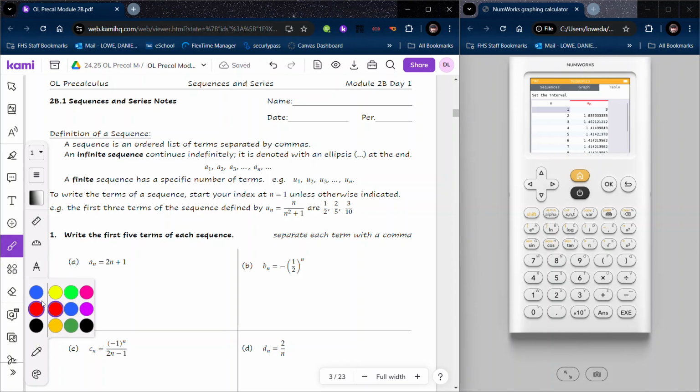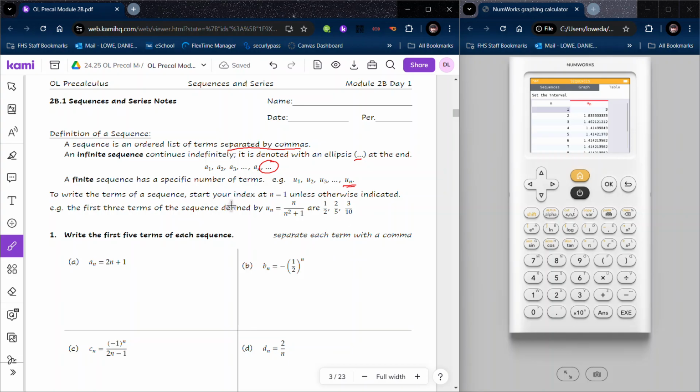So the definition of a sequence is nothing more than an ordered list of terms, and they are separated by commas. An infinite sequence continues indefinitely. It is noted with an ellipsis, the three dots at the end. So if I see three dots at the end, I know that this is going to go on infinitely. A finite sequence has a specific number of terms. So I will have some term where I stop.